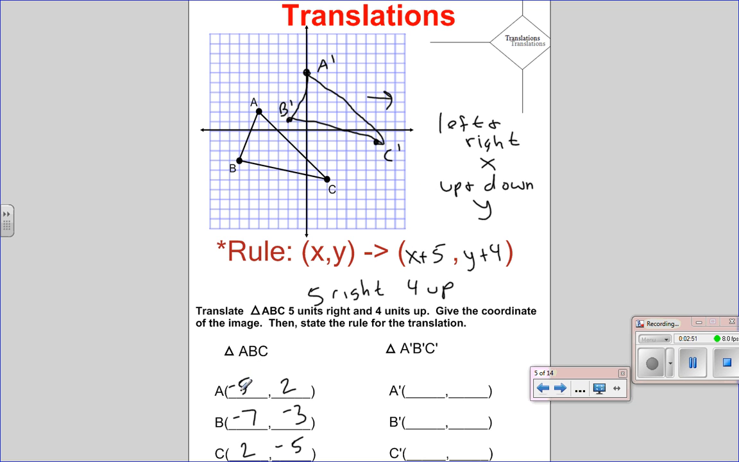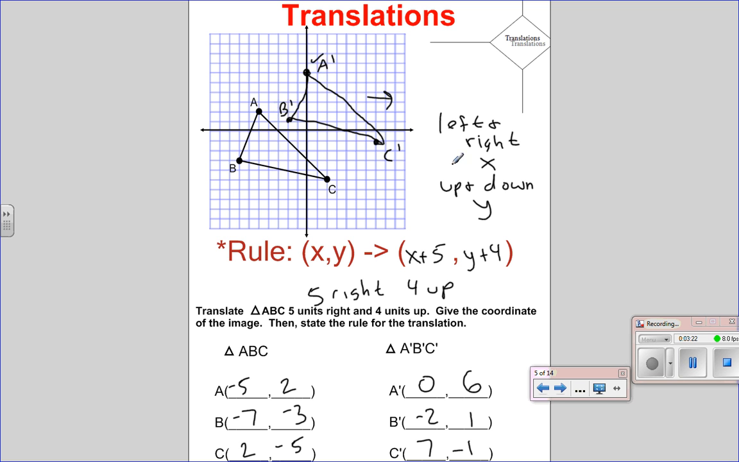So we can actually say negative 5 plus 5 is 0. 2 plus 4 is 6. And let's check that. 1, 2, 3, 4, 5, 6. Oh, look, it checked out. Negative 7 plus 5 is negative 2. And then negative 3 plus 4 is 1. We're taking our x and adding it to our rule in the x. We're taking our y and adding it to our rule in the y. 2 plus 5 is 7. Negative 5 plus 4 is negative 1. And all those points check out as the same points that we graphed.